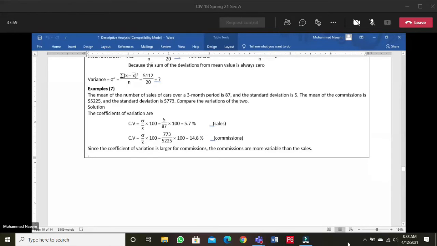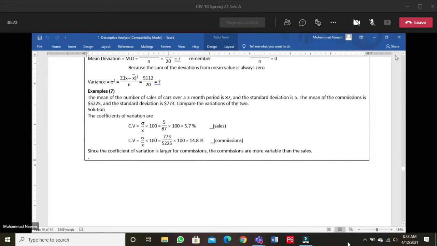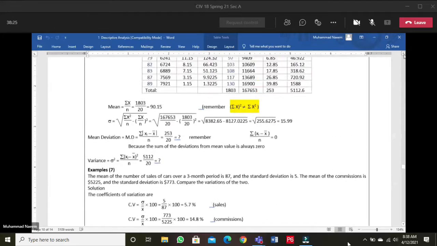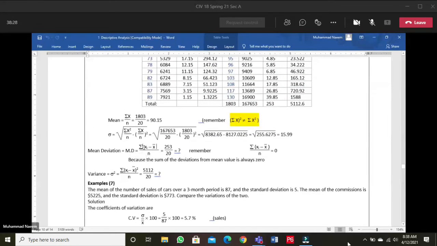So in our problem, we can also calculate the coefficient of variation with the formula of sigma over x bar multiplied by 100. Remember, in calculation of a mean deviation, if you don't take the modulus, the answer will be zero. So avoid this mistake.